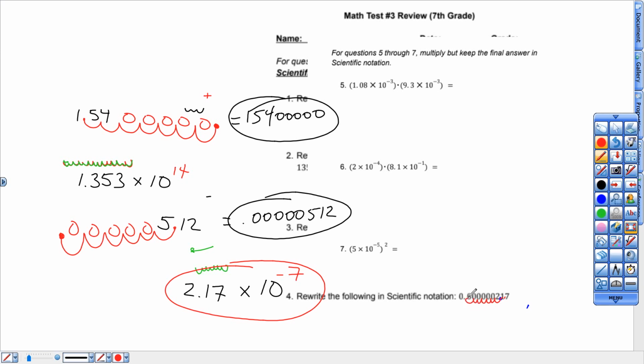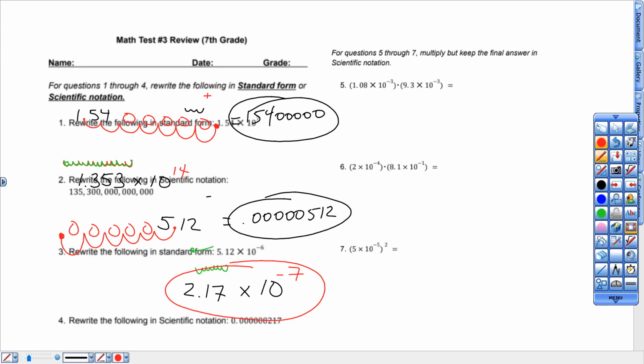All right, let's move on here. Let's do that. How about this one? Oh, I know how to do these. You do? You times the numbers you do normal. So 1.08 and 9.3. You times those normal. This is a trick.